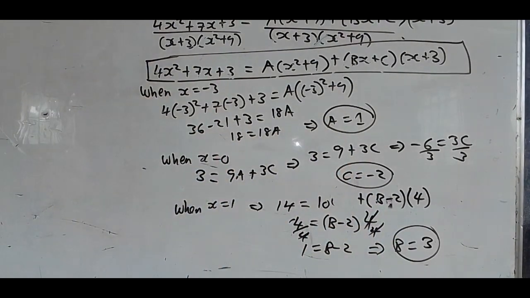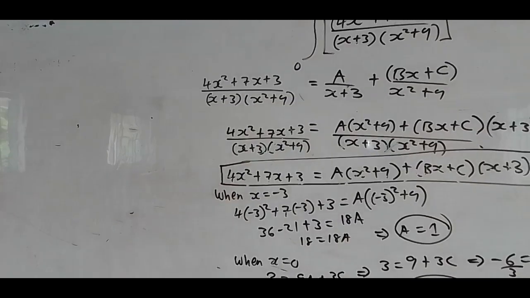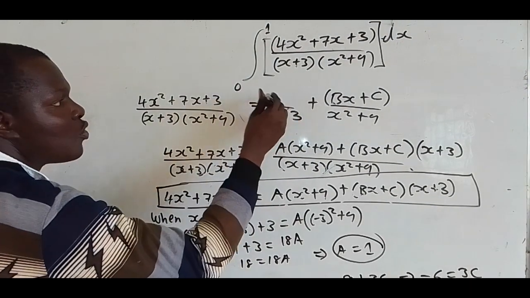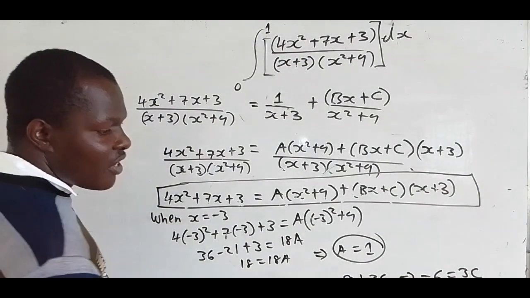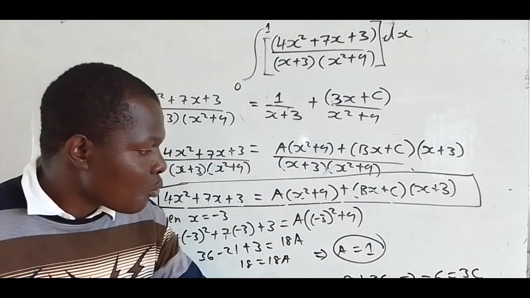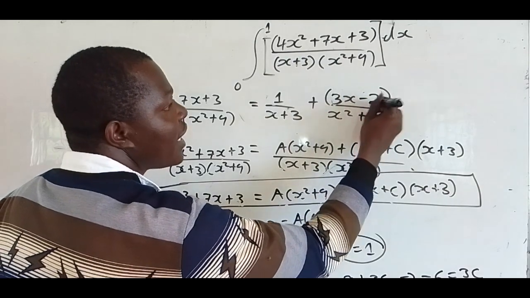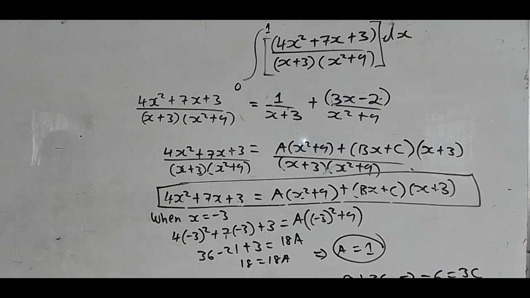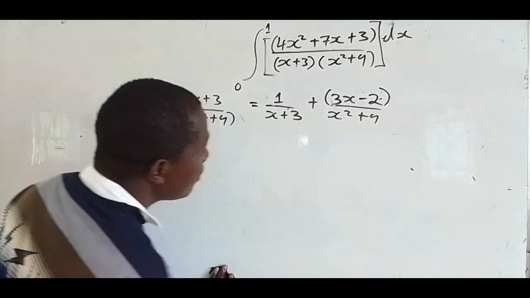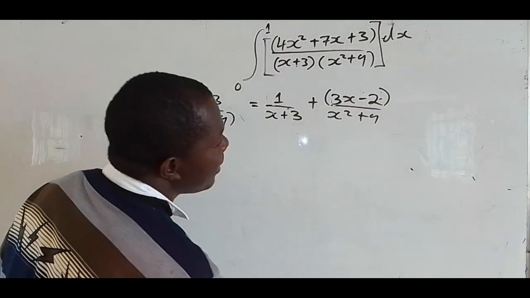This method is very simple, isn't it? Are we together? You found the value of A, B, and C. So where you had A, put the value of A, which we found to be 1. Where there is B, you put the value of B, which we found to be 3. Where there is C, you put the value of C, which we found to be negative 2. Are you seeing that? Are we together? So it means you've resolved it into partial fractions with a much simpler method.